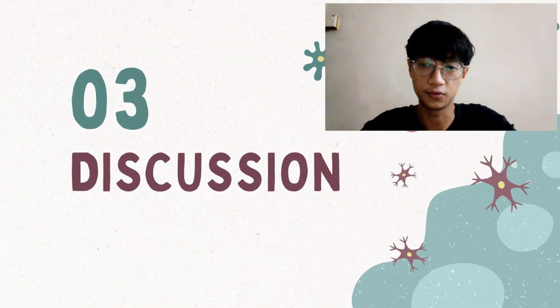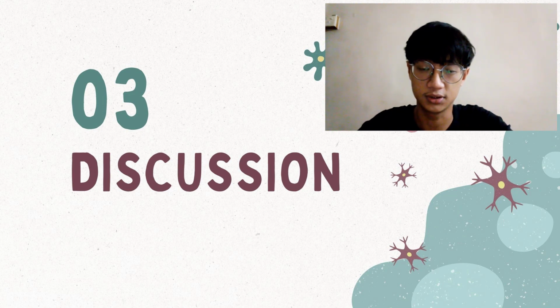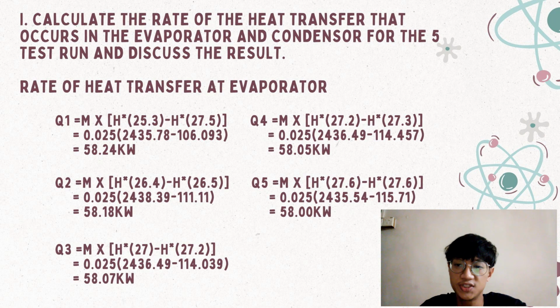Salam sejahtera to everyone, and now I will continue to the discussion part. The first part of the discussion is to calculate the rate of heat transfer that occurs in the evaporator and condenser for the 5 test runs and discuss the result.